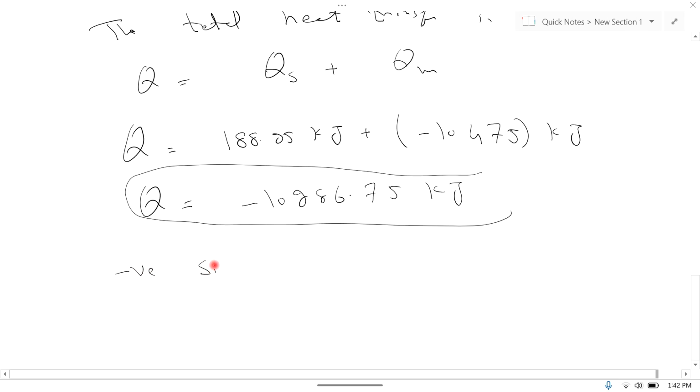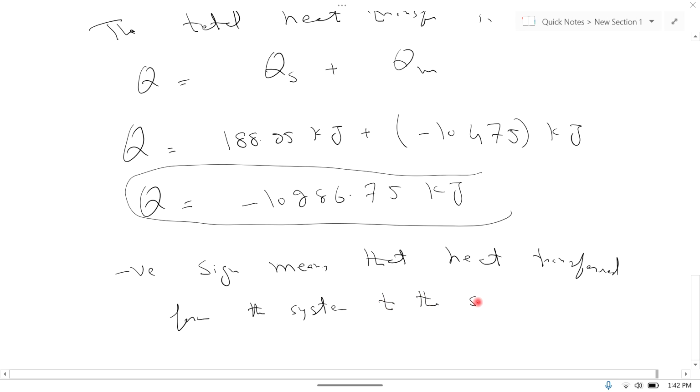Negative sign means that heat is transferred from the system to the surrounding.